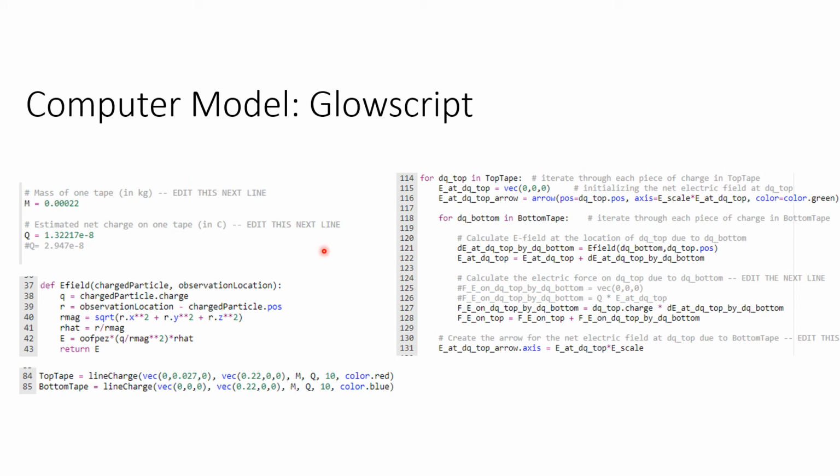To make the computational model using GlowScript, we inputted the data values into the starter code using the charge found from Lab 1. This section of code iterates through every piece of charge, in this case with 10 pieces, to calculate the electric force on the top tape due to the bottom tape, and to create smaller force arrows for each piece. You can see the code in more detail through the link in the description box below.